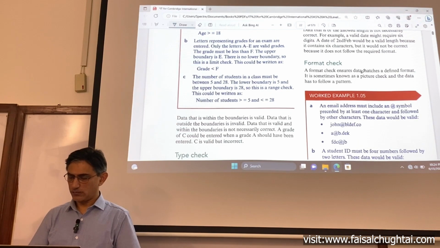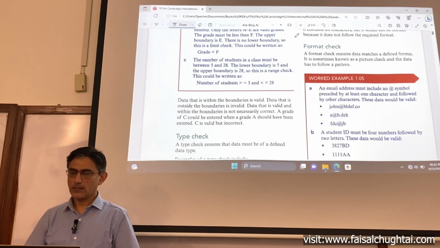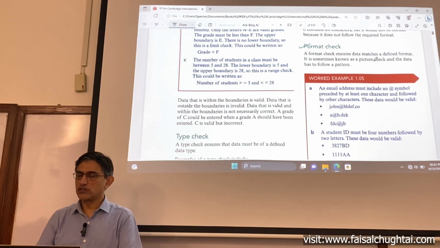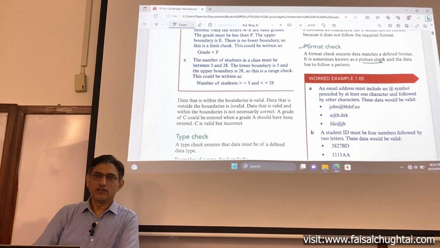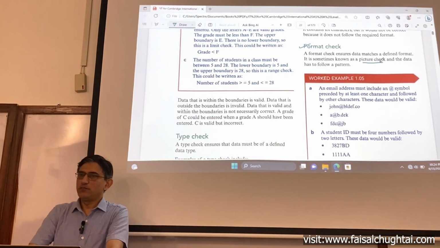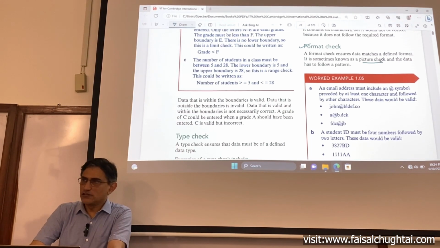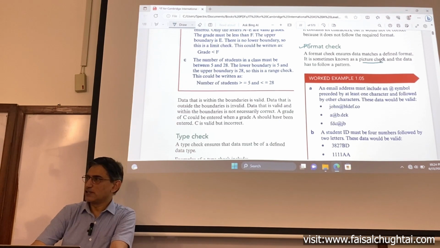Next, we move on to the format check. Format check is also sometimes called picture check. Any idea, anyone, what a format check might be? What are formats? We say that something is in a certain format. What do we exactly mean by that?